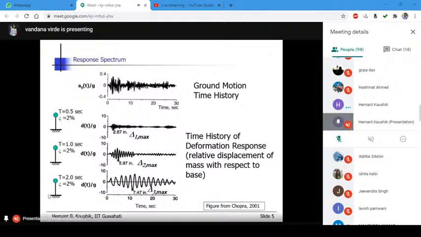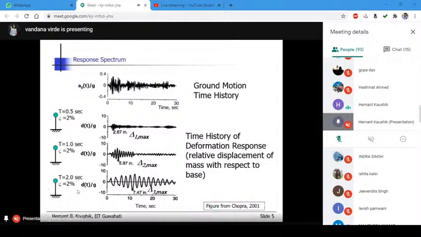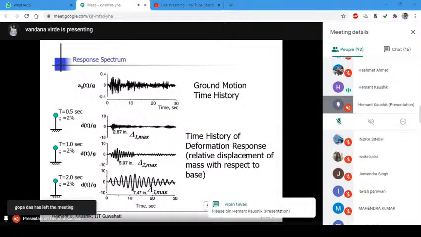Third case, you change the natural characteristics again, maybe mass, maybe stiffness, so the natural period will change. For that natural period, for that single degree of freedom system, you again apply the ground motion at the base and you get the displacement time history. Here, the delta 3 max for this structure is 7.47.